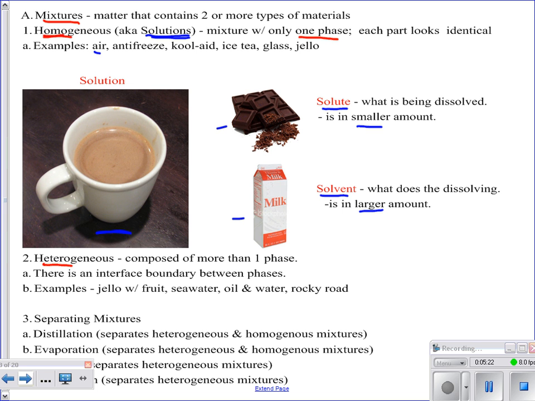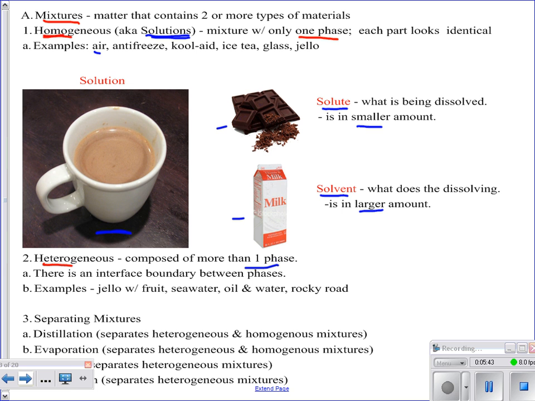If it's not a homogeneous mixture, then that means it's a heterogeneous mixture, if it's a mixture. And in this case, it's going to be composed of more than one phase. Now, that's kind of a little bit deceptive. It could be two solid phases, but you can see an interface boundary between them.